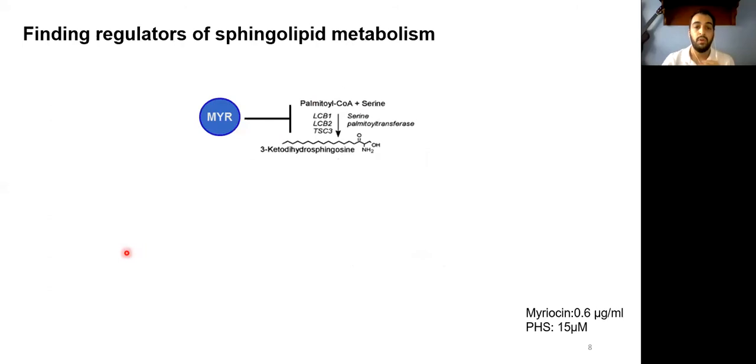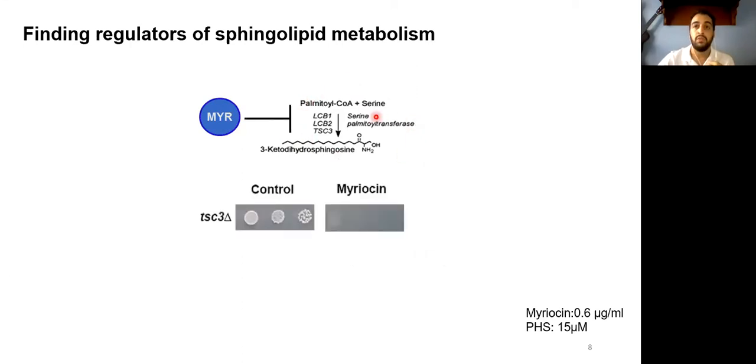First, we wanted to know if those two complexes were somehow involved in sphingolipid synthesis. We treated the cells with a sublethal concentration of myriocin, which inhibits the first step of sphingolipid synthesis. We expect that cells with lower rates of sphingolipid synthesis are more sensitive to myriocin, as you can see here for this mutant that lacks a subunit of the serine palmitoyltransferase complex. This mutant has a severe growth defect on myriocin treatment.